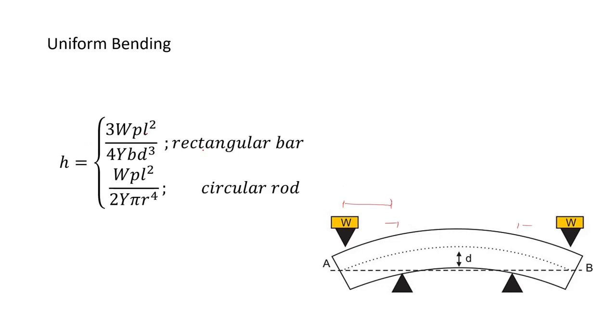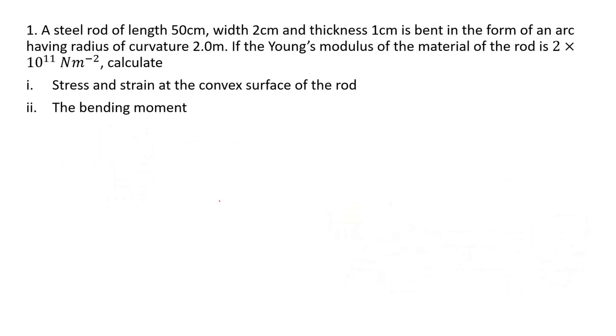L is the distance of the rod between the knife points. B is the breadth, D is the depth. Similarly, in case of a circular rod, it is WP L square divided by 2Y pi r to the power 4. Let's move on to the first question.